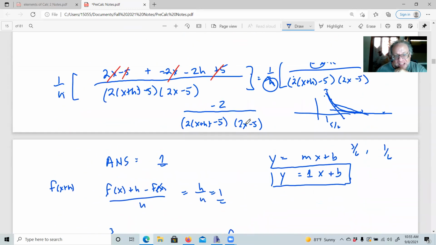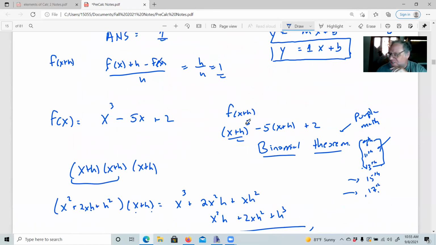So that is average difference quotient. Sorry, no cat today. She's asleep.